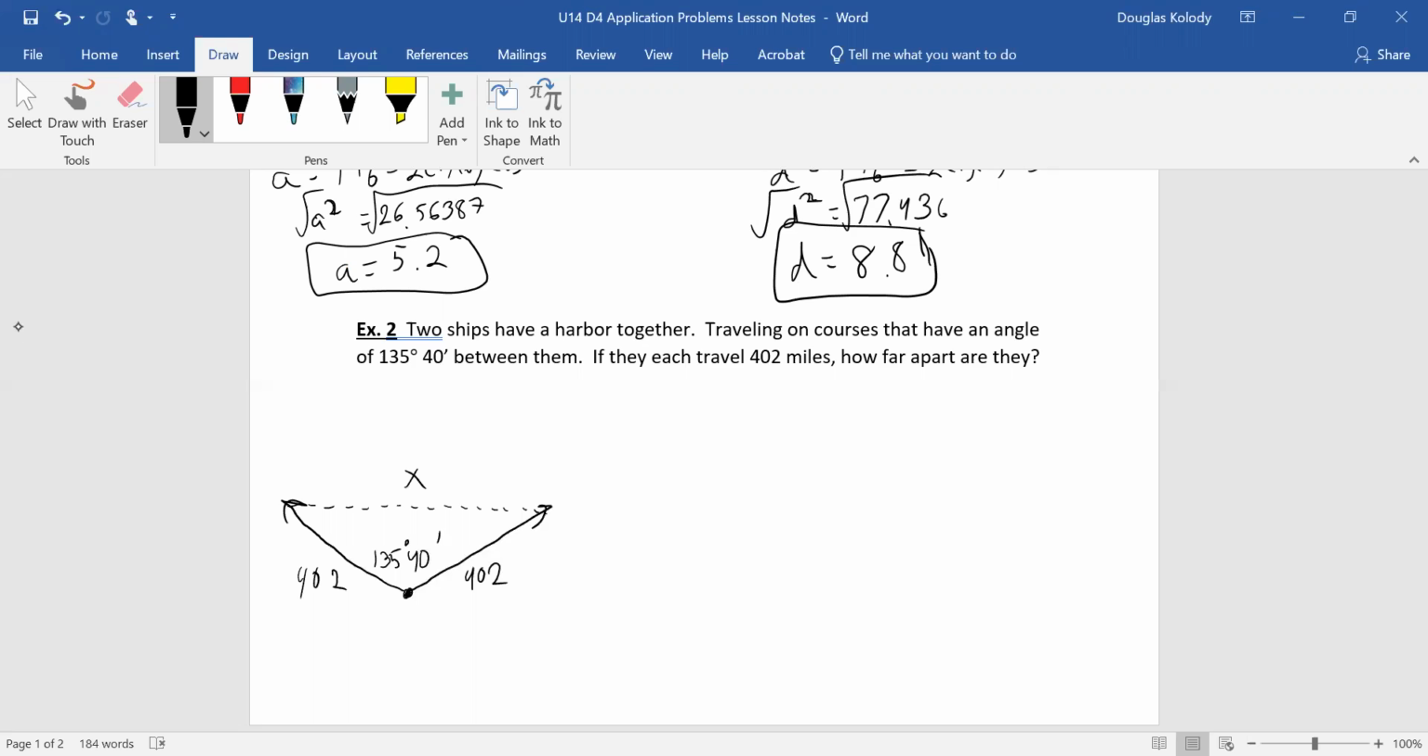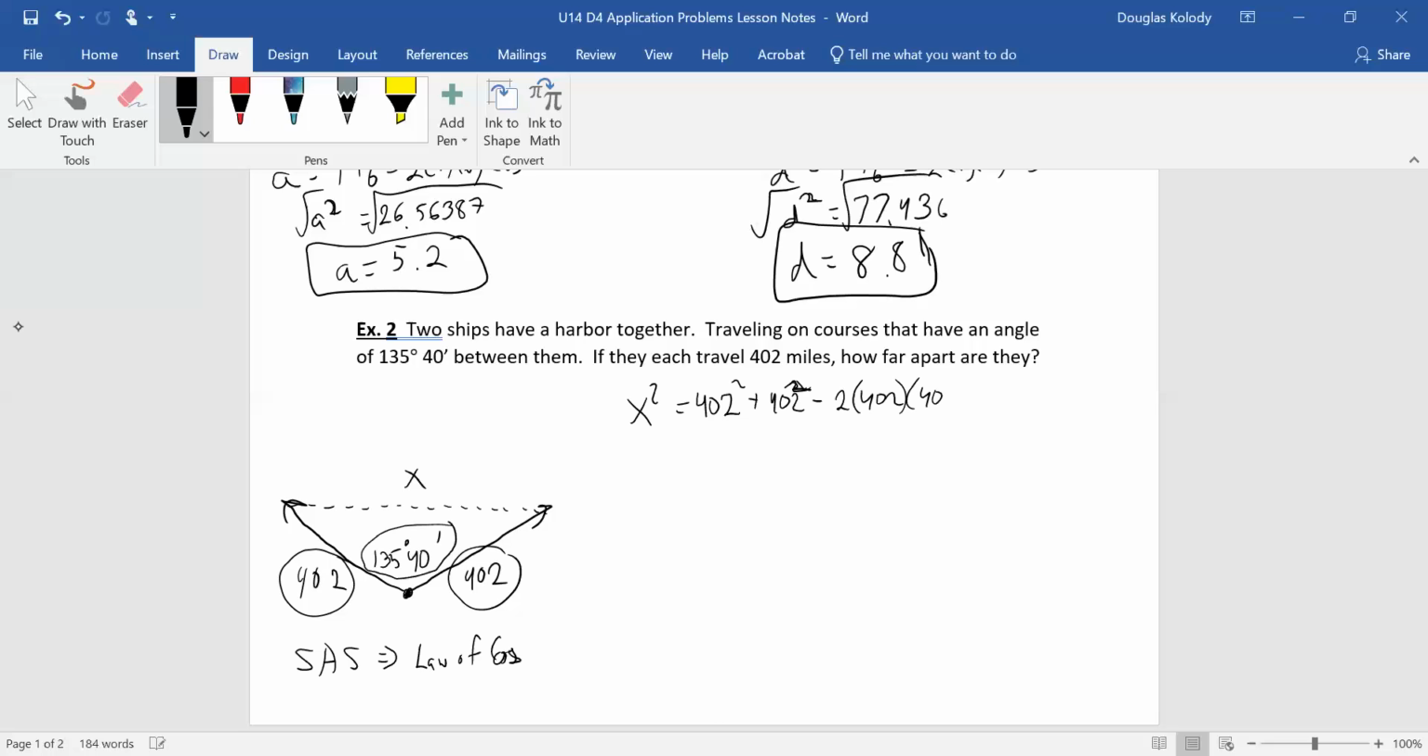Once again, I've got two sides that happen to be equal sides. We'll get to that in a second. What kind of triangle is this? And an included angle, that's side, angle, side again. That's the law of cosines if I ever saw it before. All right, so let's get to it. x squared equals 402 squared plus 402 squared minus 2 times 402 times 402 times the cosine of 135 degrees and 40 minutes.